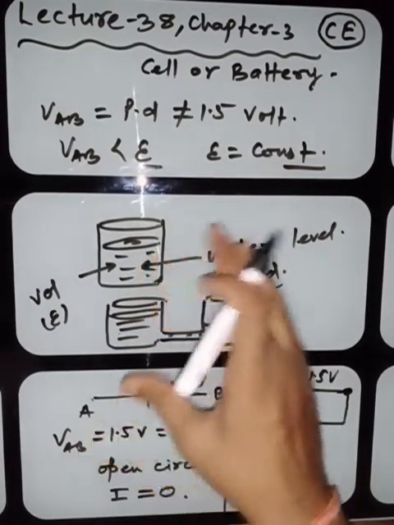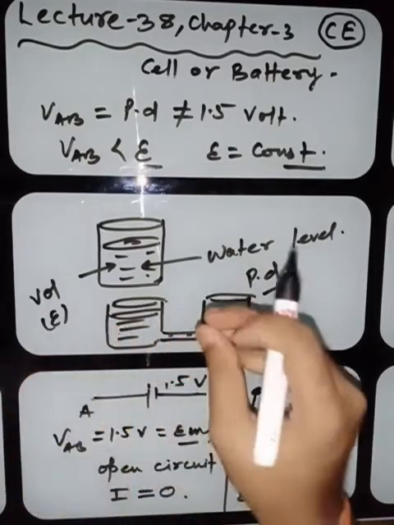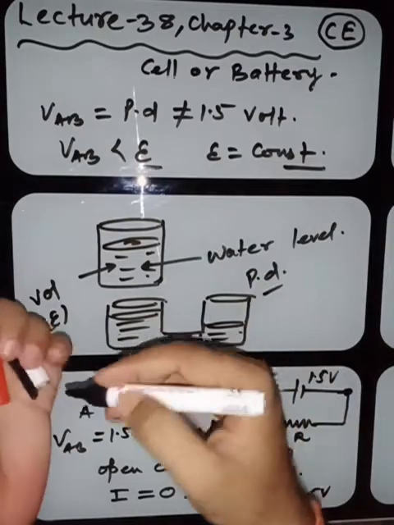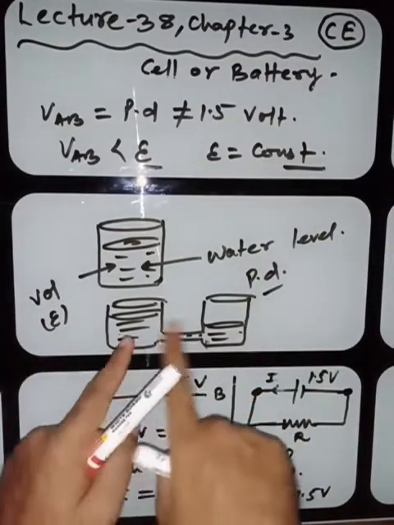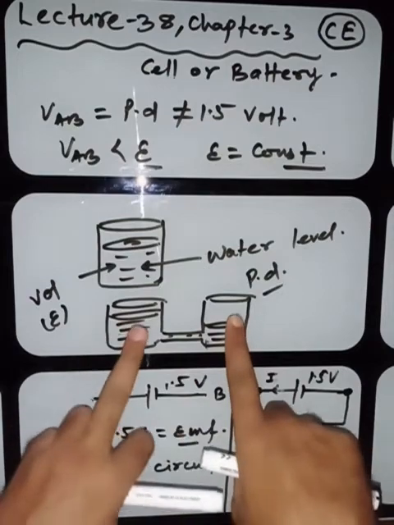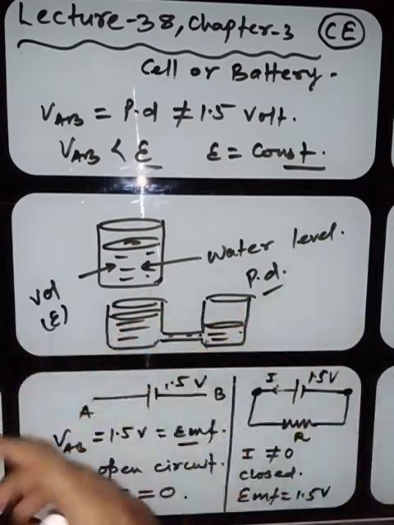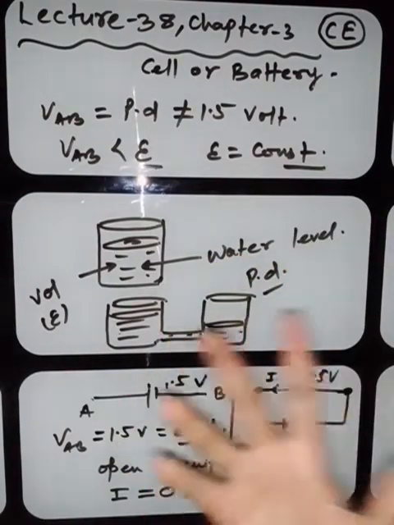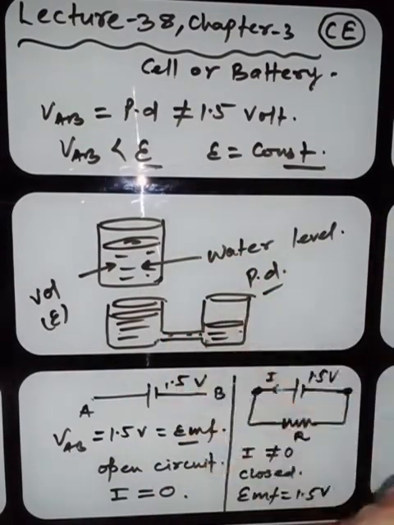Remember, my students, EMF does not change, but the potential difference continues to change. If the potential of this tank and the potential of this tank are the same, there will be no flow of charge, and we will not consider any electric current in that circuit.